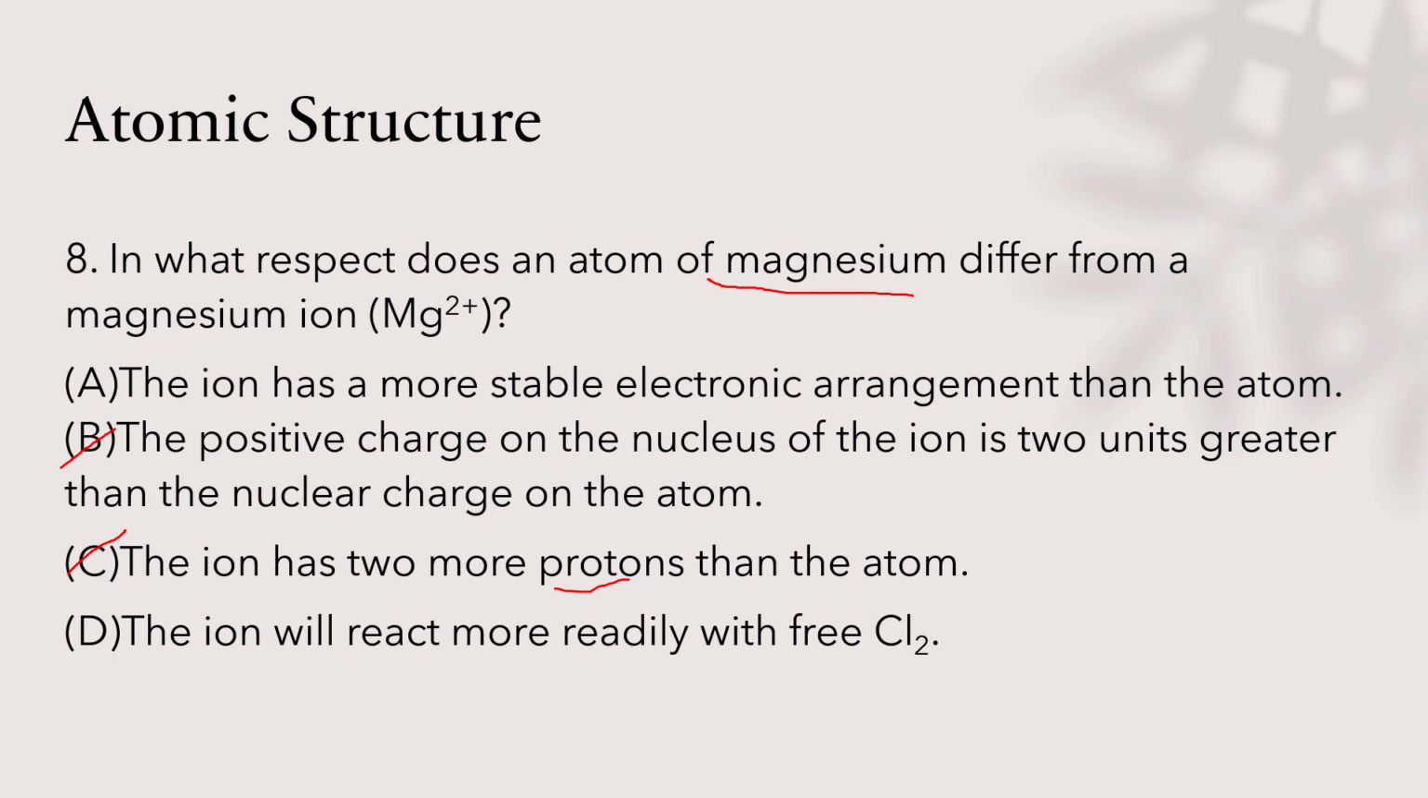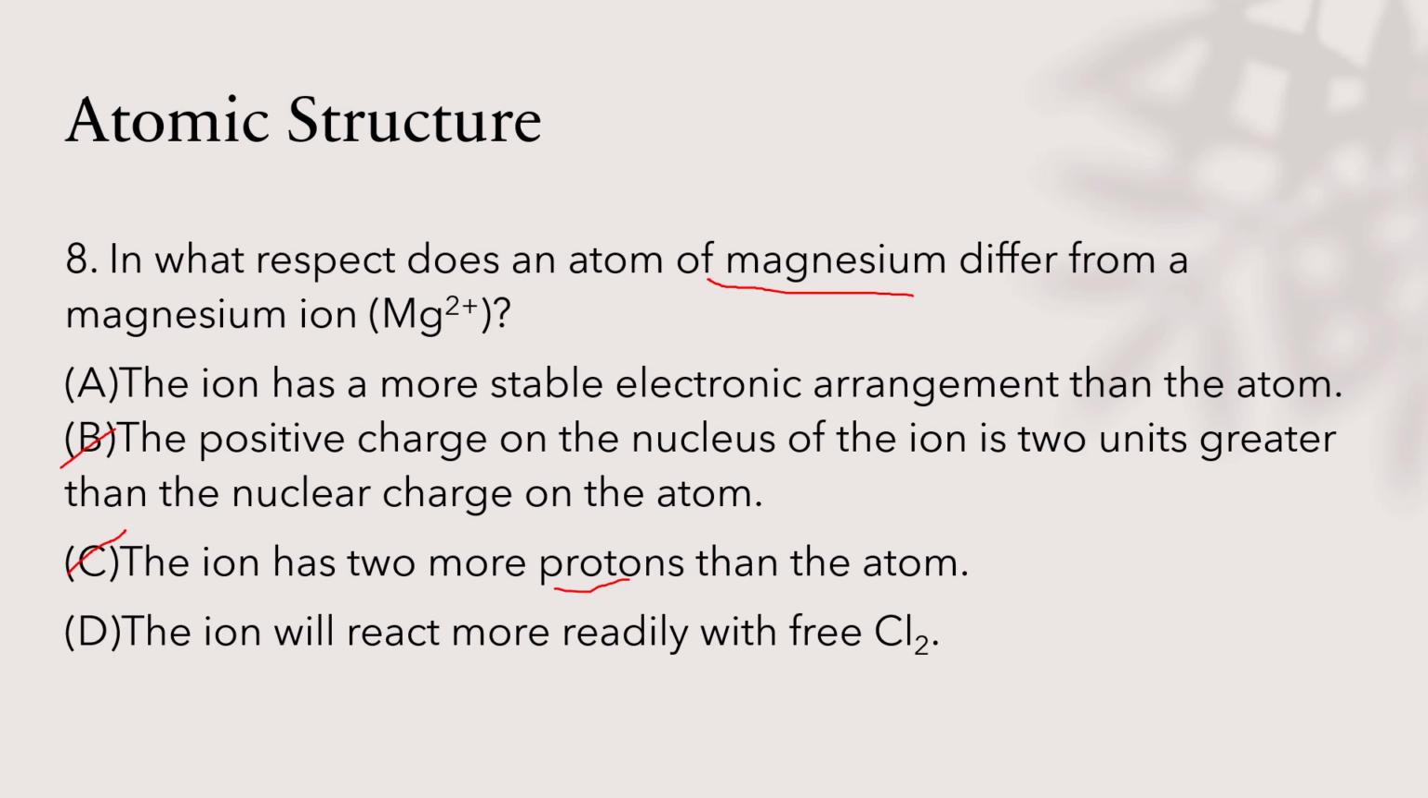D, the ion will react more readily with free chlorine. Now this one, you might think, oh yeah, it's got a charge already. It's ready to rock. It just wants to react. No, okay, because it's actually more stable when it has the charge because it's isoelectronic with a noble gas. So the neutral magnesium will react much, much more readily than magnesium with a +2 charge.